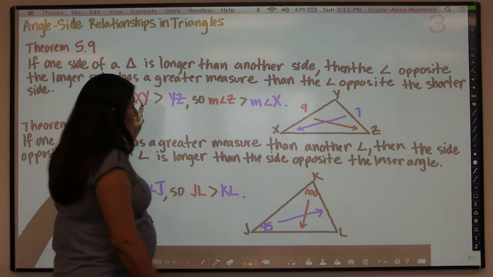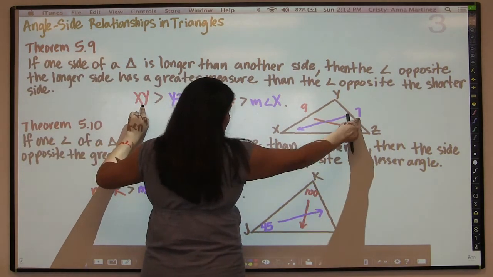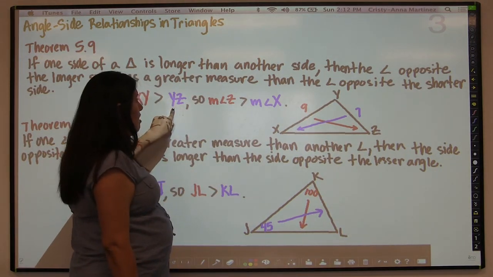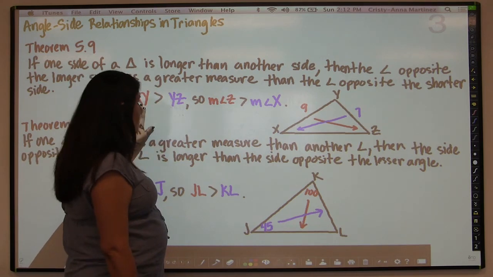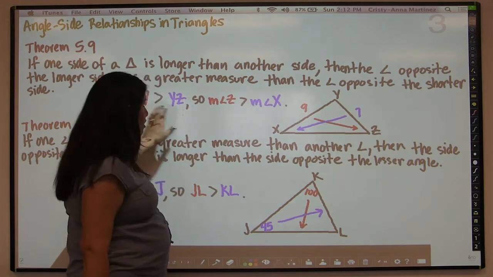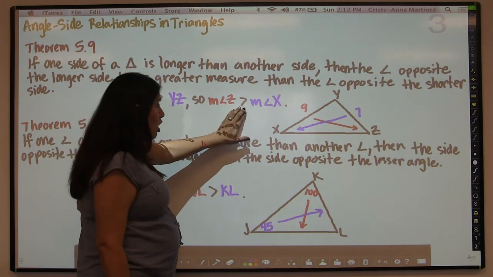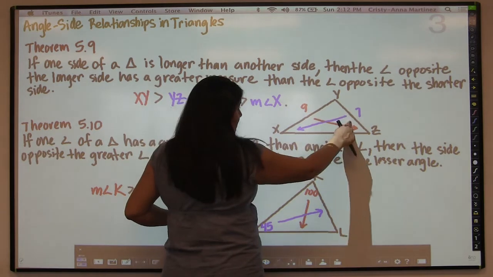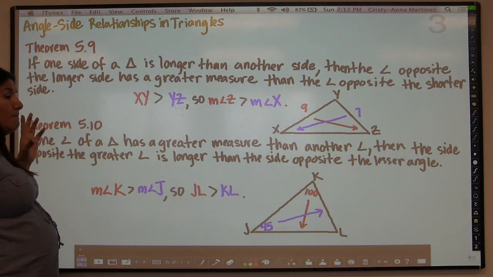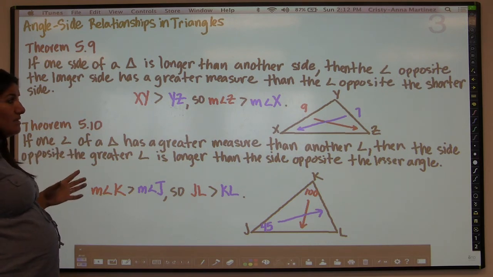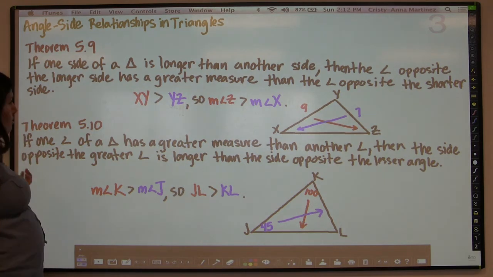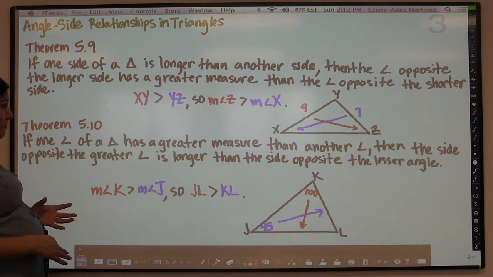If XY, which is labeled 9, and 9 is a bigger number than 7, so XY is longer than YZ. Therefore, the angle that is opposite XY, which is why I drew the arrow, which is angle Z, therefore the measurement of angle Z is larger than the measurement of angle X, which is opposite 7. So basically what this tells you is that the biggest angle will always be opposite the longest side and vice versa.